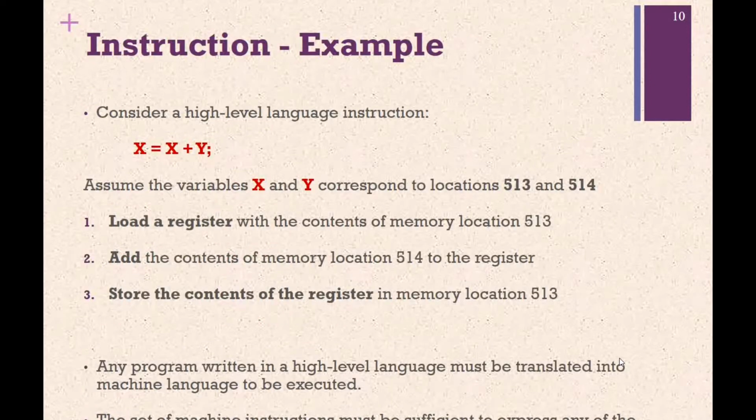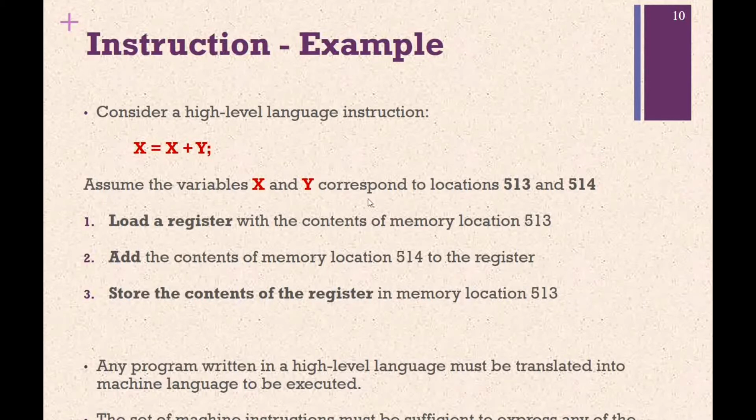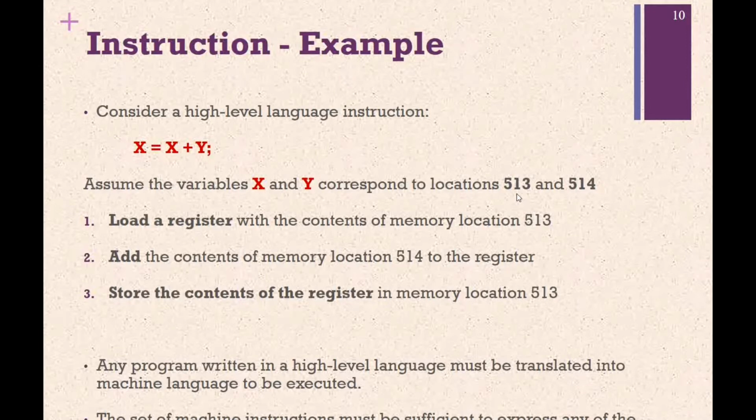Instructions. In this example we consider a high level language instruction, like x is equal to x plus y. So we are assuming two variables, x and y, and there are some locations in memory; in this example we use locations 513 and 514. So first, load a register with the content of a memory location. It means that the location of x in memory is 513, and the location of y is 514.